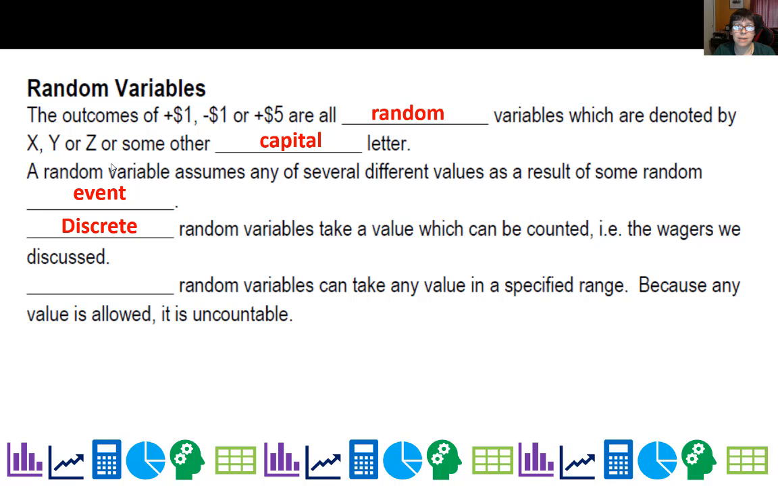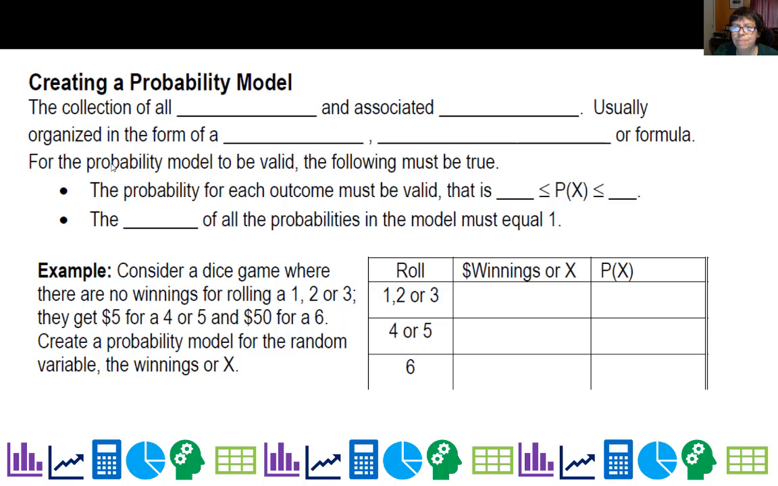Discrete random variables take a value which can be counted. So like the example we did with the wagers. Continuous random variables can take any value in a specified range. And we're going to talk just a little bit about continuous, but today we are focusing on discrete. But at the end, I'll talk just a little bit about continuous.